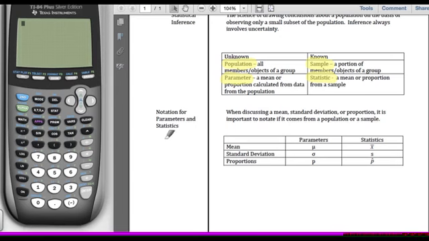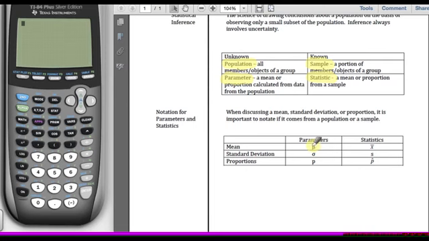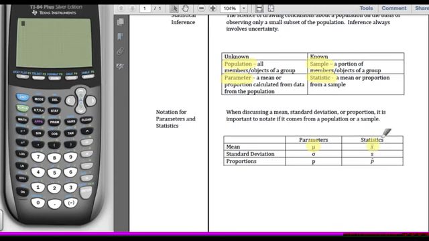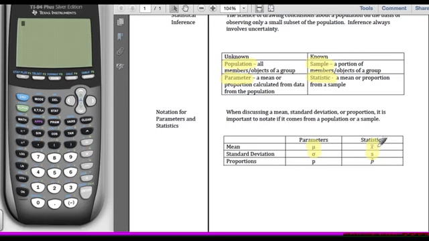Now there's some notation to be aware of for parameters and statistics. When you're discussing the mean, if it's a parameter, if it's a population, you use the Greek letter mu like we saw back in chapter 6. If the mean is a statistic, if it's from a sample, we use the x bar like we saw back in chapter 3. For standard deviation, we use the Greek letter sigma as a parameter, and we use lowercase s when it's a statistic.